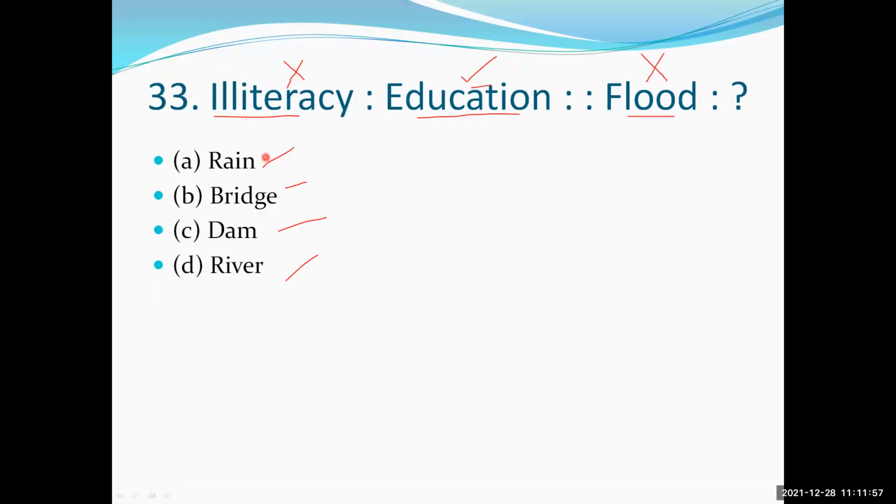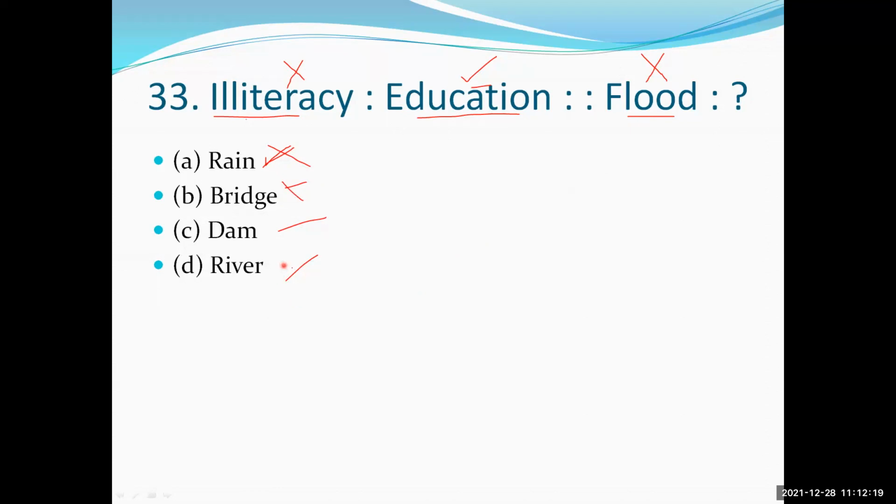If there is rain, there will be flood. So rain may result in flood, so you can't choose rain. Bridge has no relevance here, so you can't go for option B. So out of C and D, if there is a river, then there is no flood. Does it sound good? If there is a river, then there is no flood.